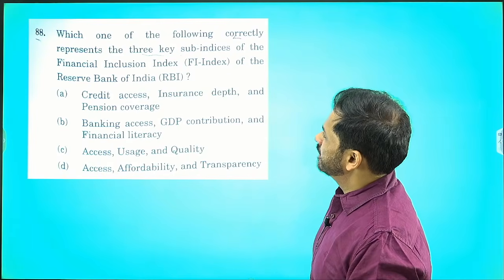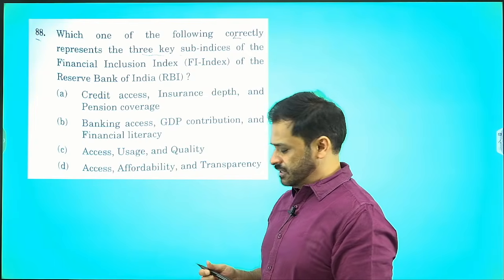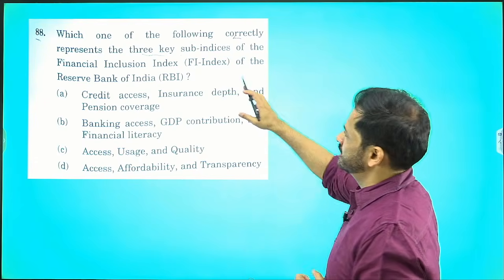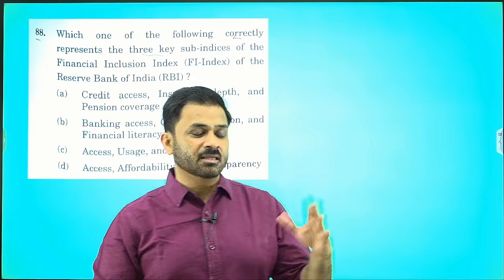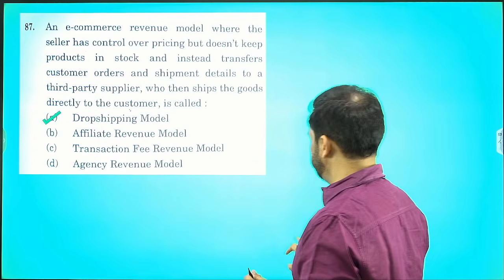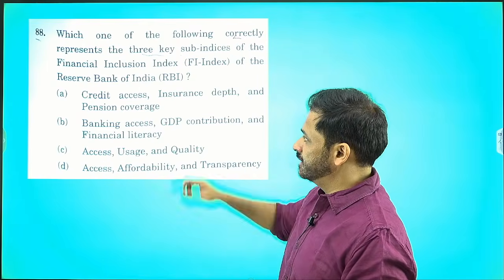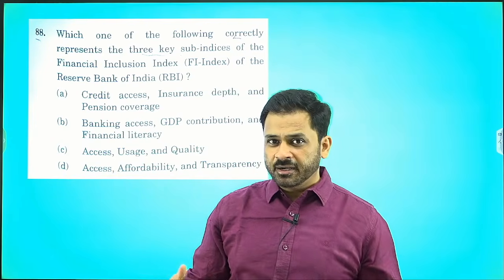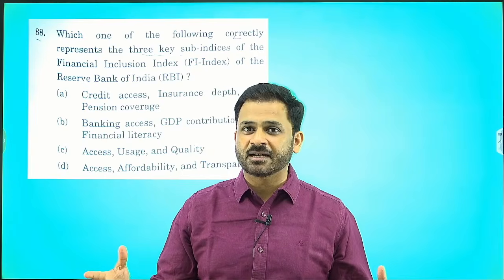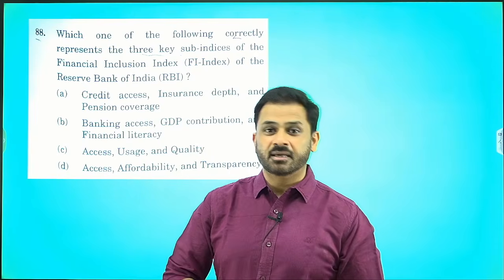Which one of the following correctly represents the three key sub-indices of the financial inclusion index? Now, the financial inclusion index was introduced by the Reserve Bank of India when it came up with its bi-monthly monetary policy statements, which began in the year 2021-22. From then they started with this model, the financial inclusion index. This is a broad index which includes a number of financial aspects, reflecting to what extent there is financial inclusion in the economy.